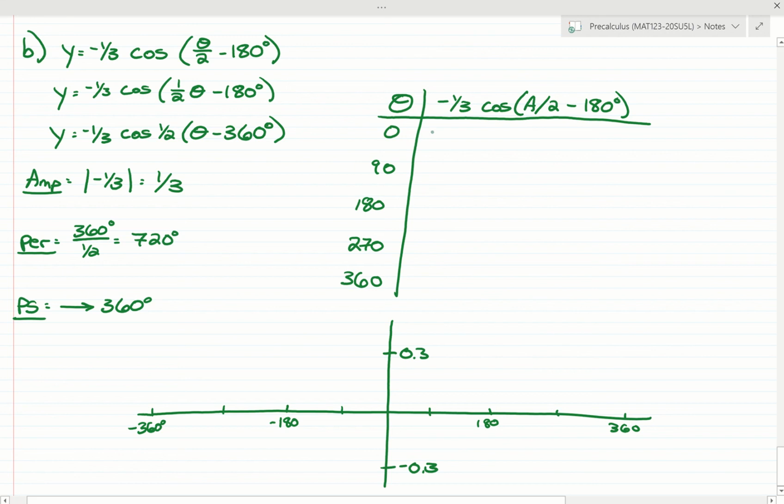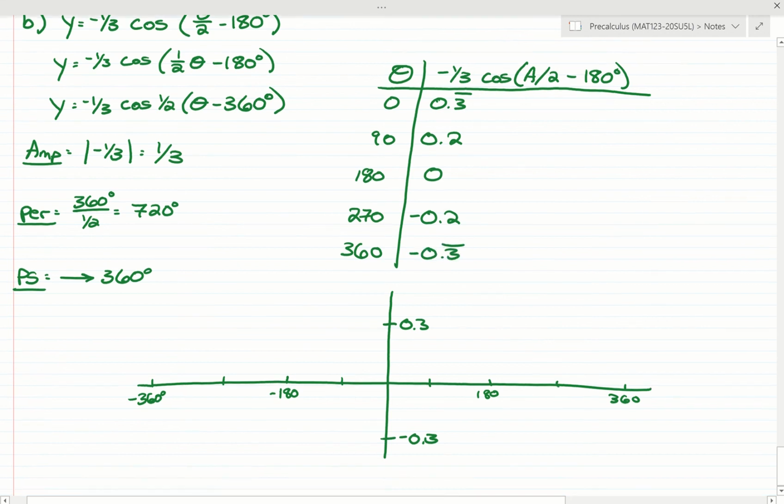My calculator is telling me it's 1/3. Then I'm going to store 90. My calculator is telling me it is 0.2. Store 180. My calculator is telling me it's 0. 270. I'm getting -0.2. 360. I'm getting -1/3.